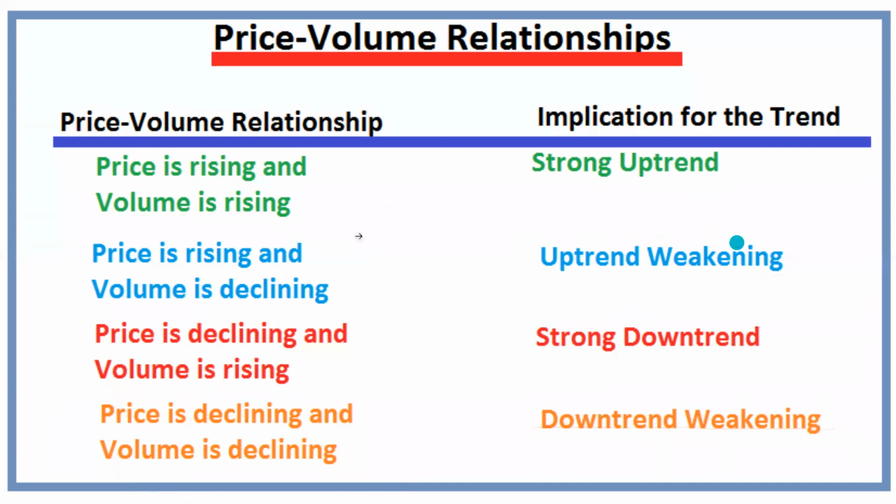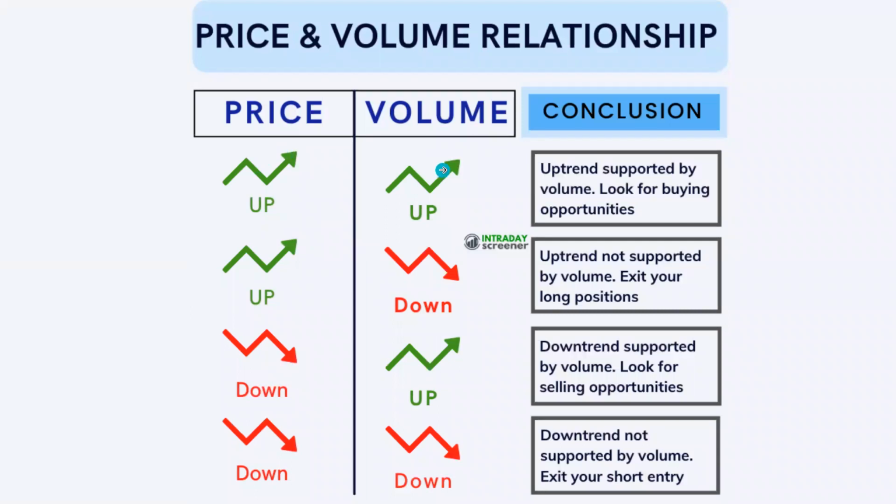So here's another chart that really just helps visualize it with some arrows for you. If you see price and volume going up, then the uptrend is supported by volume, and you look for buying opportunities in this uptrend. If price is going up and volume is going down, the uptrend is not supported by volume, and you want to exit your long positions, protect the trade, use a stop loss, some sort of risk management.